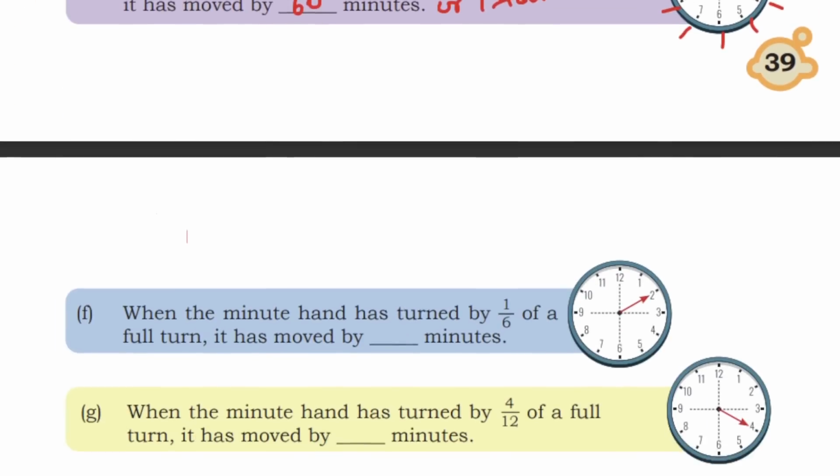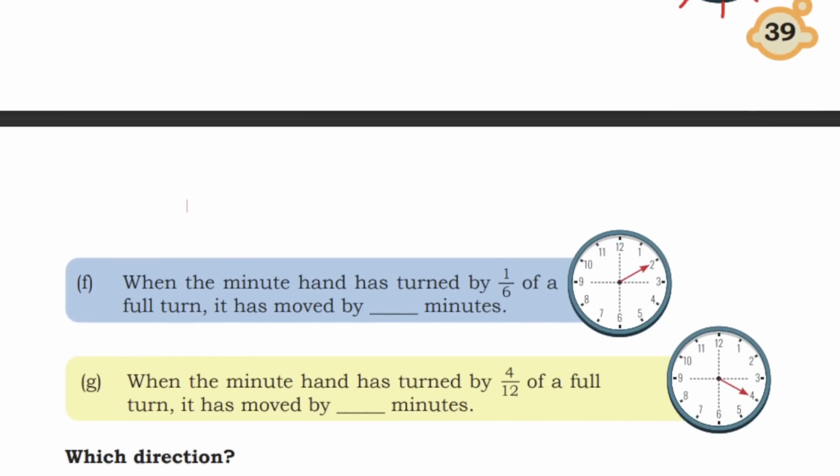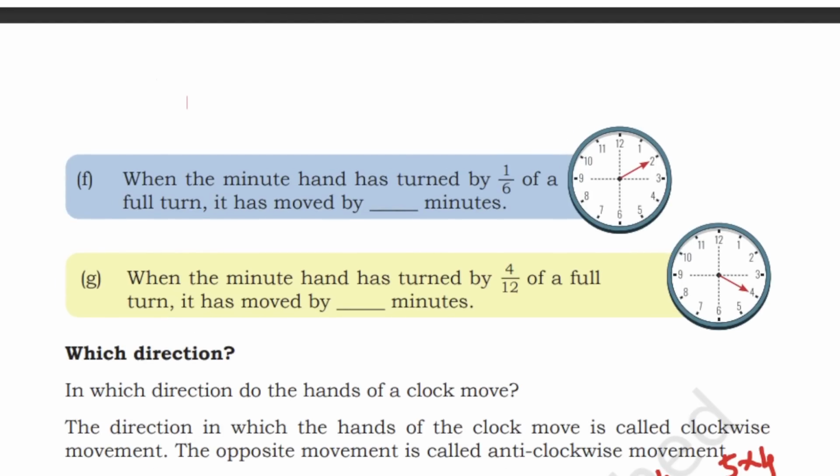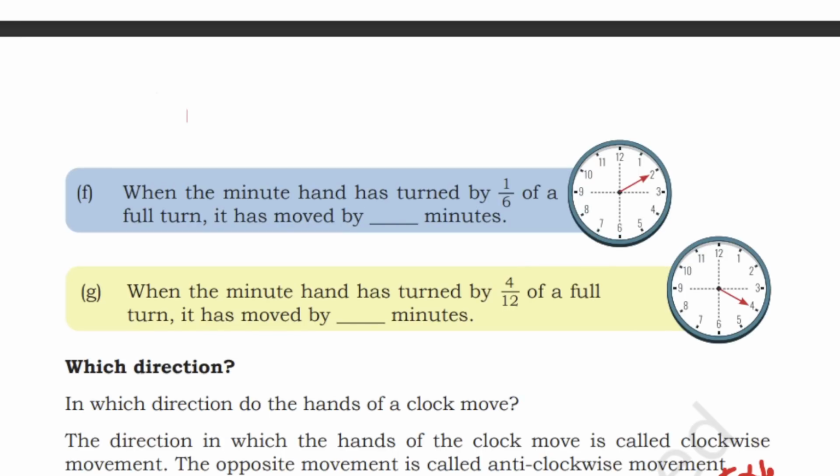So next we will have, okay, when the minute hand has turned 1 by 6 of a full turn, it has moved dash minutes. We already know we have 60 minutes in an hour, and it has turned by 1 by 6. So 6 tens are 60. So 10 minutes here.